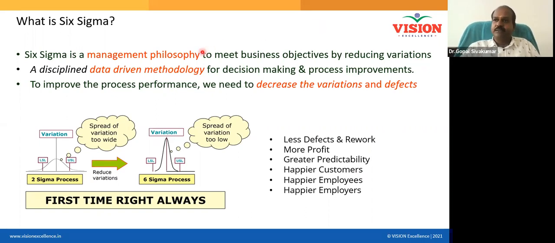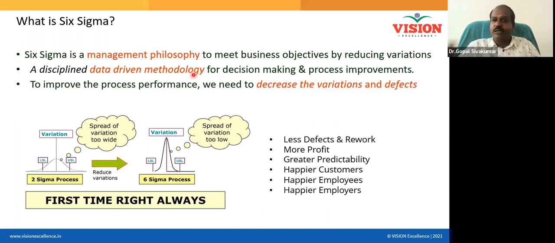So Six Sigma is a disciplined, data-driven methodology where we prevent failure, where we prevent defects by controlling the variation. If we make sure the variations are less, defects are not going to happen. Hope all of you understand my statement. If we make sure the variations are less, defects are not going to happen.